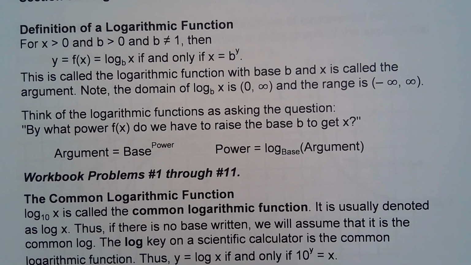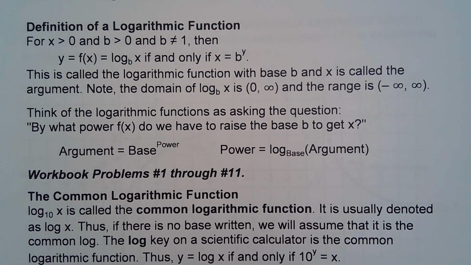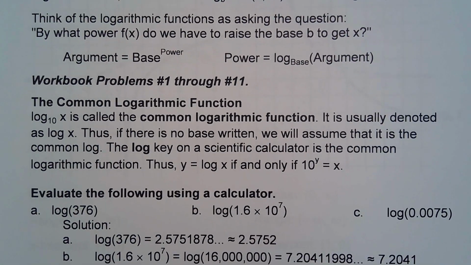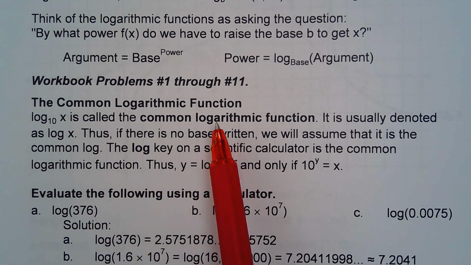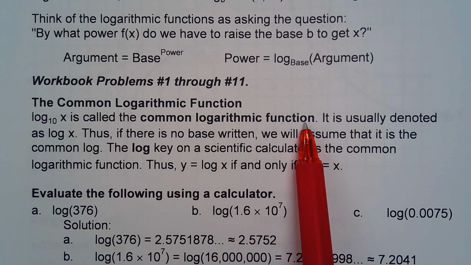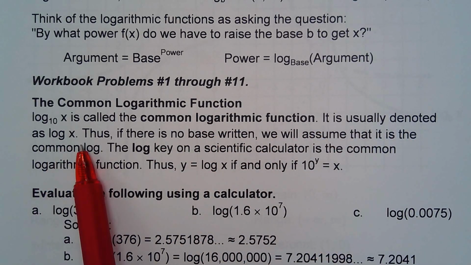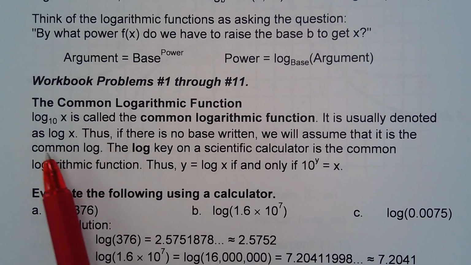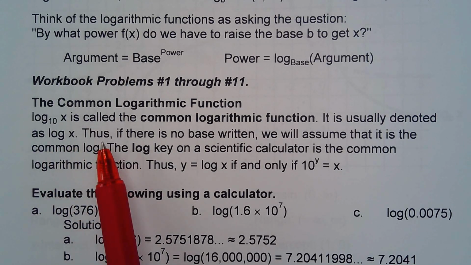So now we've worked with changing between exponential forms and log forms and going back and forth. We want to talk about two specific logarithmic forms. The first one's called the common logarithmic function. Log base 10 of x is called the common logarithmic function. It's usually denoted just as log of x. So if I see a log without a base written there, I assume that it's base 10.